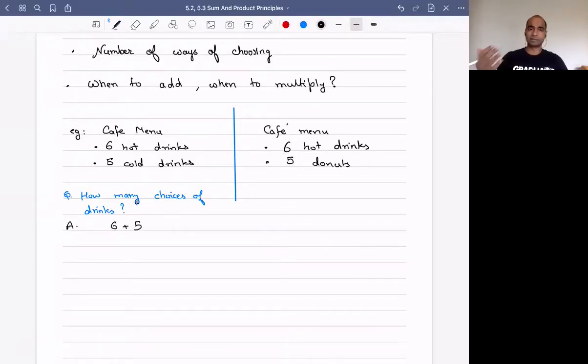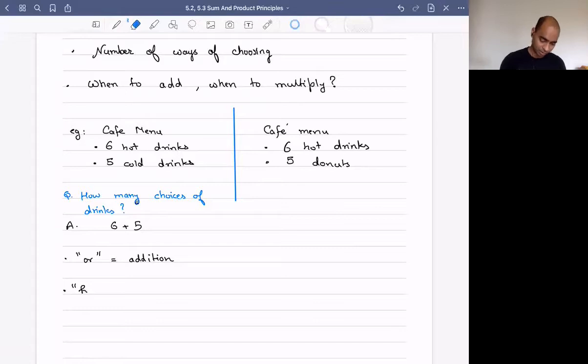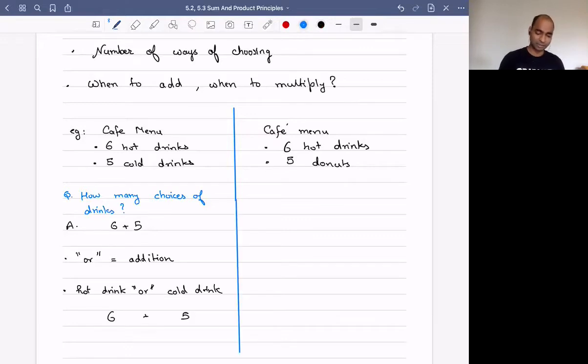And the way in the beginning you should remember this is as follows. And this is something you have already seen in Boolean algebra. So what is happening? You are making a choice between hot or cold. So you're going to get either a hot drink or a cold drink. So because there's an or in there, you're adding. And in this particular problem, you're getting either a hot drink or a cold drink. And the first one has 6 choices, the second one has 5 choices, and because you're choosing one of the two, you add.